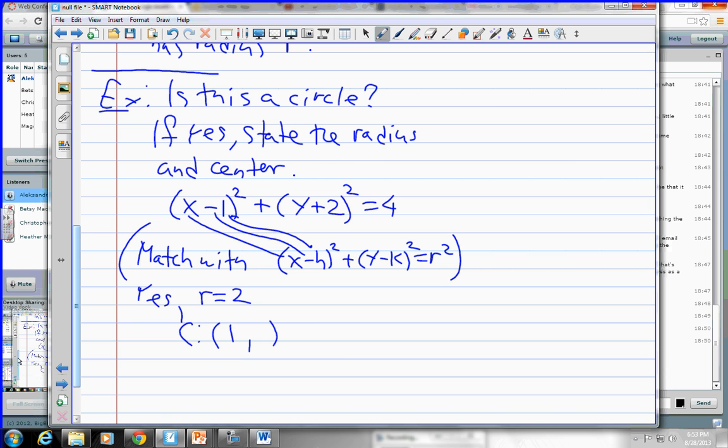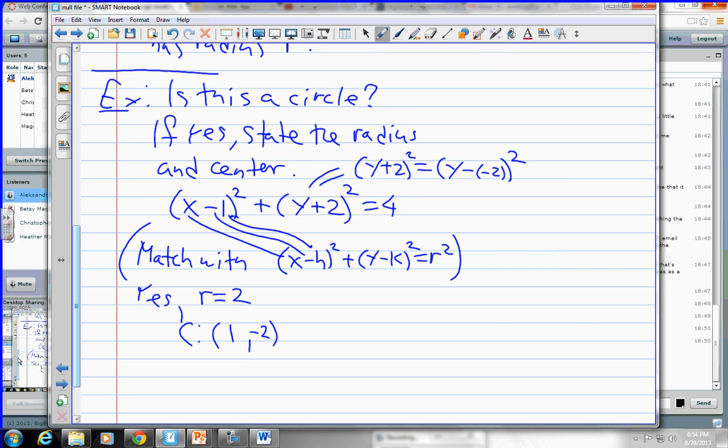So basically, if you just remember to take the opposite sign of whatever is written, you'll be fine. Because you have a plus 2, but it has to be a minus. So you think of y plus 2 as y minus negative 2 squared. So k is negative 2. So that's right. The center is 1, negative 2.